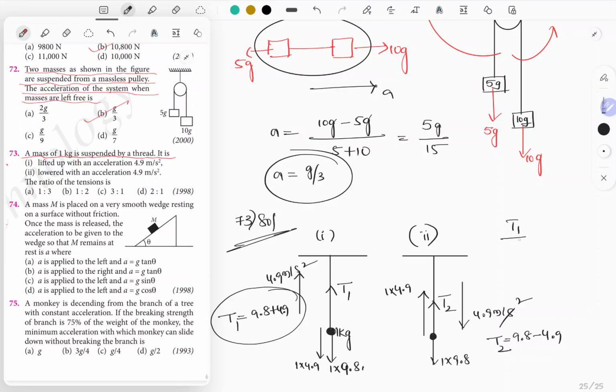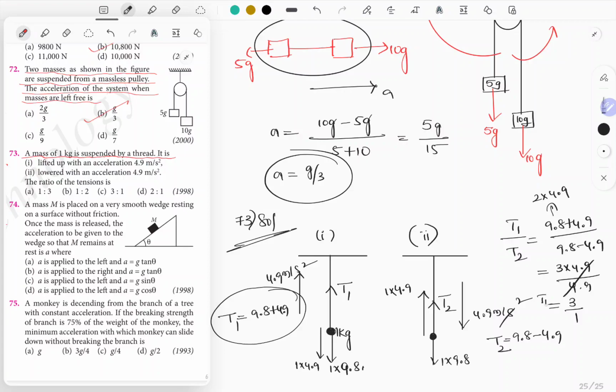Okay, T1 divided by T2 is equal to (9.8 + 4.9) divided by (9.8 − 4.9). We know that 9.8 can be represented as 2 times 4.9. So if you write it like this, 2 times 4.9 plus 4.9 is going to be 3 times 4.9. Downward, 2 times 4.9 minus 4.9 is going to be 4.9. 4.9 will get cancelled out. Answer is going to be a 3:1 ratio.